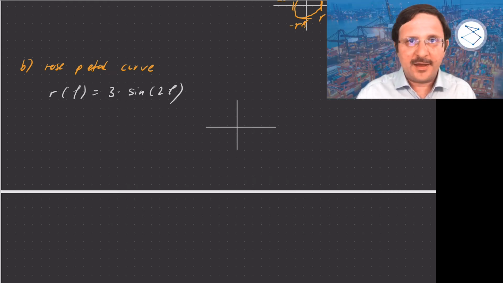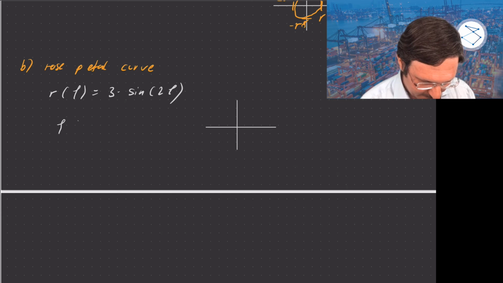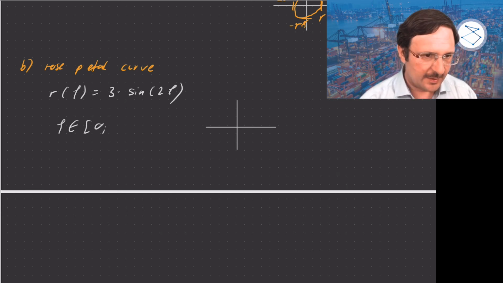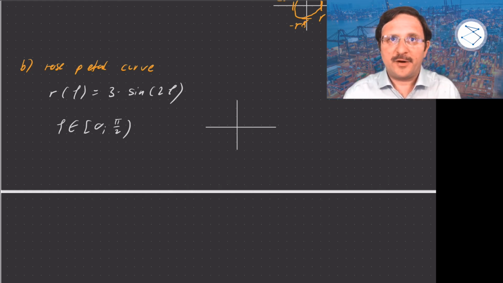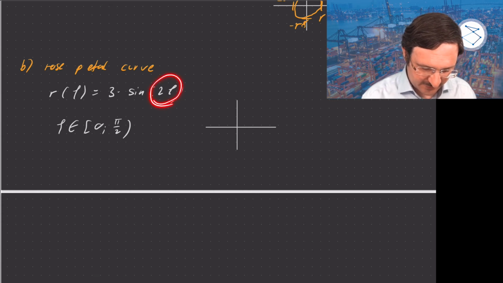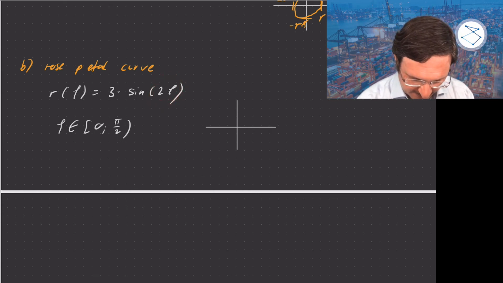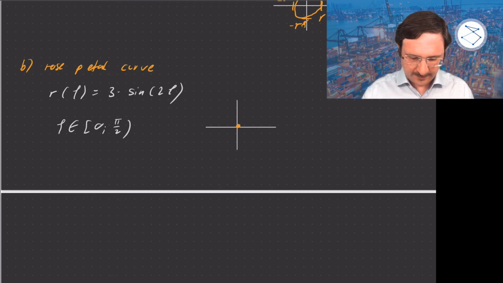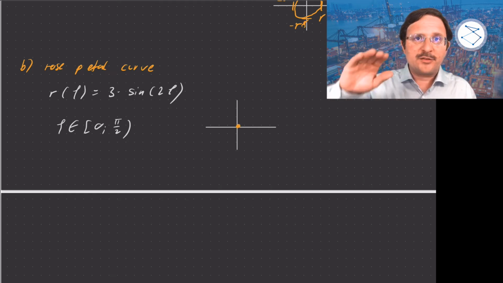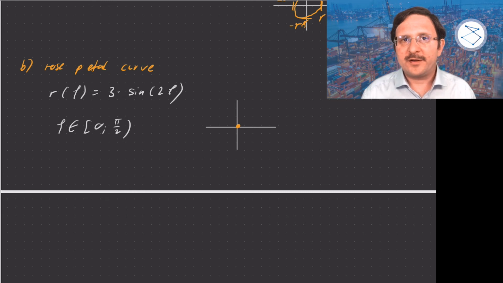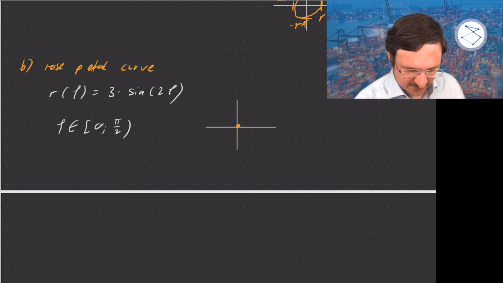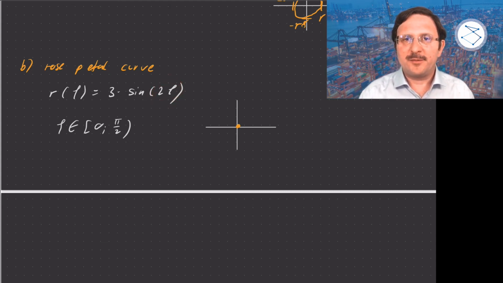Well, if we start with phi at 0, so we want to have phi between 0 and let's say pi over 2. So the first point that we get is for phi equals 0, then we get sine of 0 is 0. So the starting point here is obviously the origin. Then the radius starts to grow up to the point where the argument of the sine becomes pi over 2. And as the argument is 2 phi, that happens when phi becomes pi over 4.